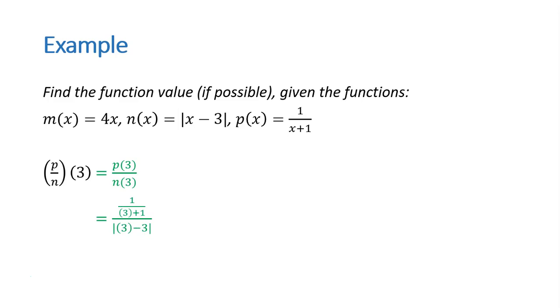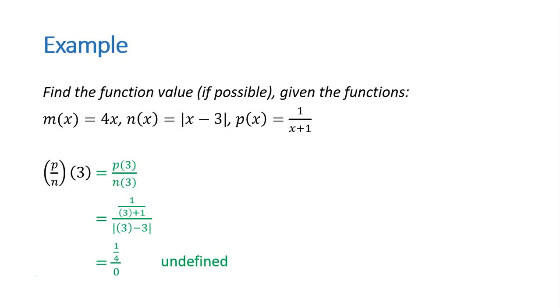So p of 3, we're taking a rational function again, plugging in 3, so 1 over 3 plus 1. And then n of 3 is absolute value of 3 minus 3. So simplify the numerator, simplify the denominator. The numerator is going to be 1/4. The denominator, we have 3 minus 3, well that's 0. Absolute value of 0 is 0. There's a problem here. This is undefined. 1/4 divided by 0 is undefined. Anything divided by 0 is undefined.